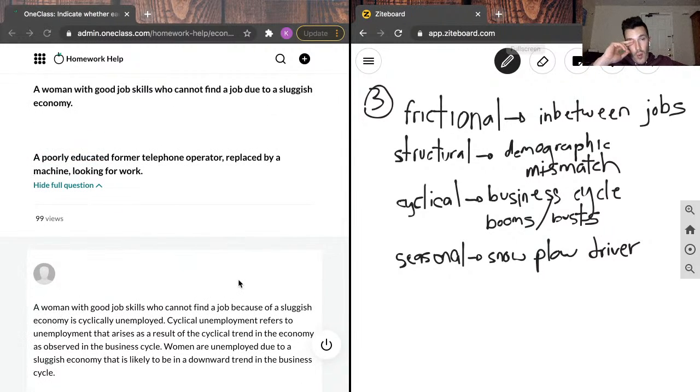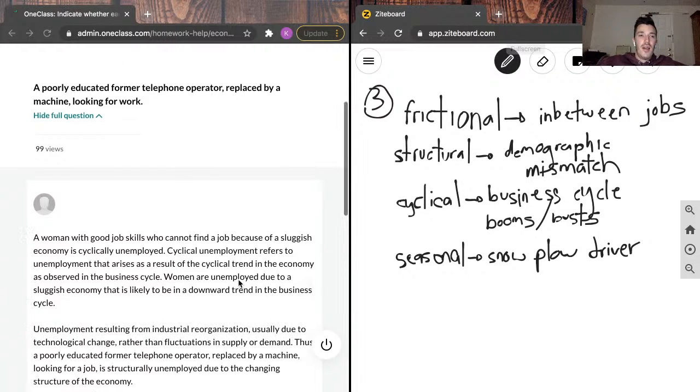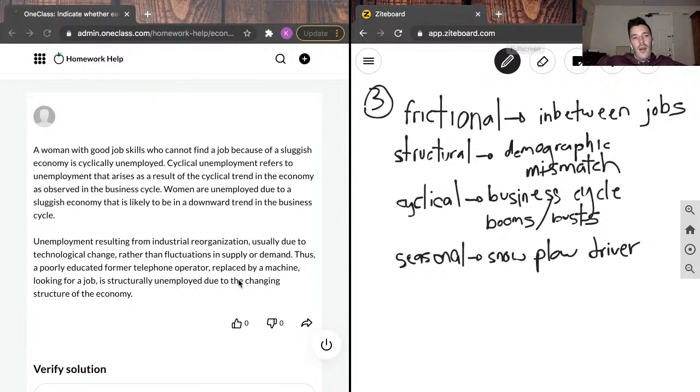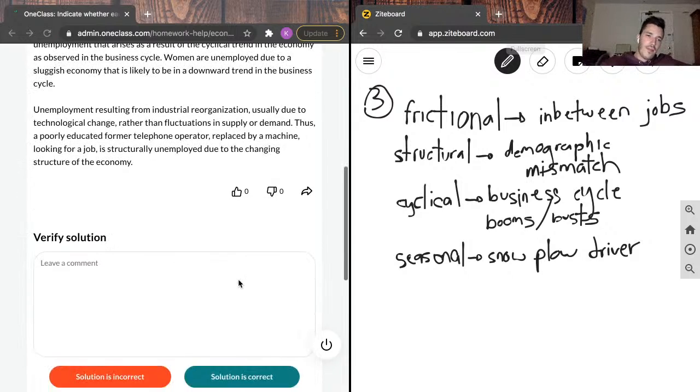Second example was a poorly educated former telephone operator replaced by a machine looking for work. Our junior tutor said that structural unemployment is unemployment resulting from industrial reorganization, usually due to technological change, rather than fluctuations in supply or demand. Thus, a poorly educated former telephone operator replaced by a machine looking for a job is structurally unemployed due to the changing structure of the economy, or the demographic mismatch.